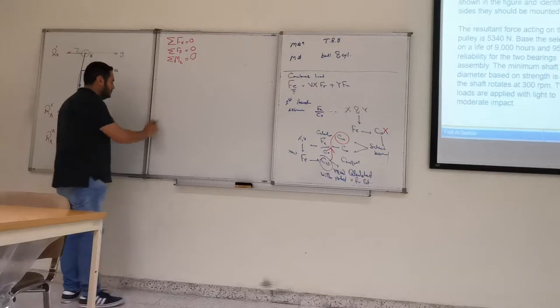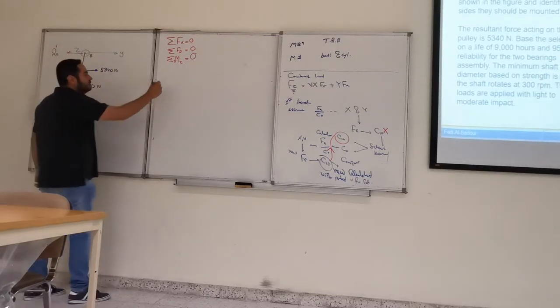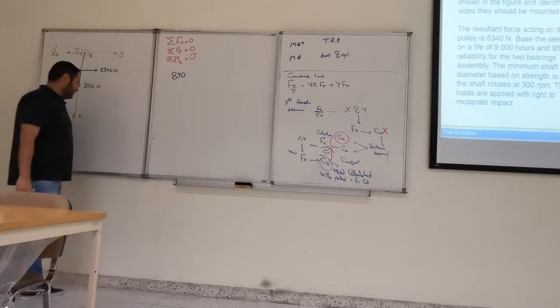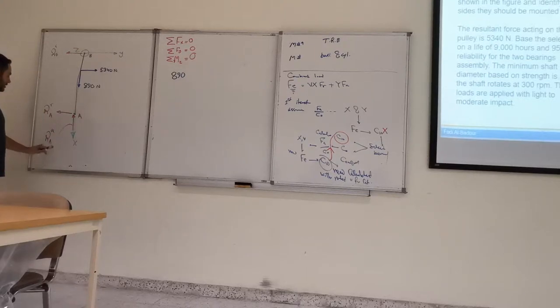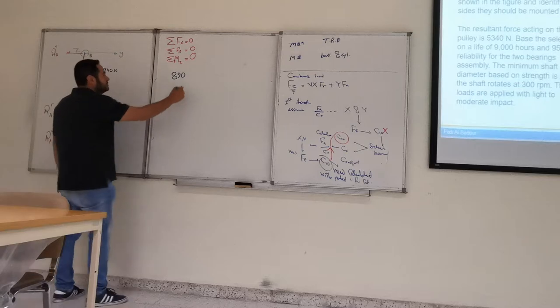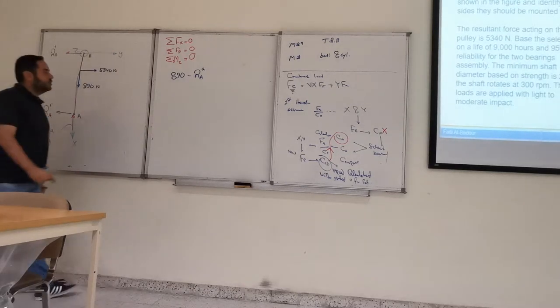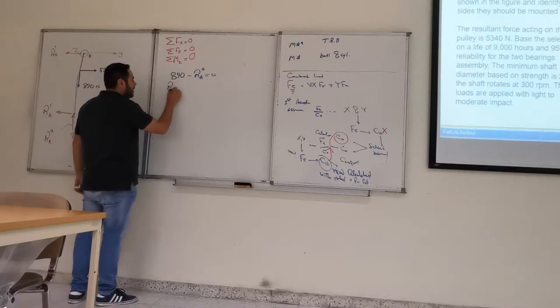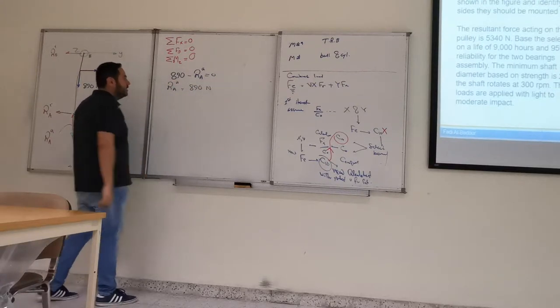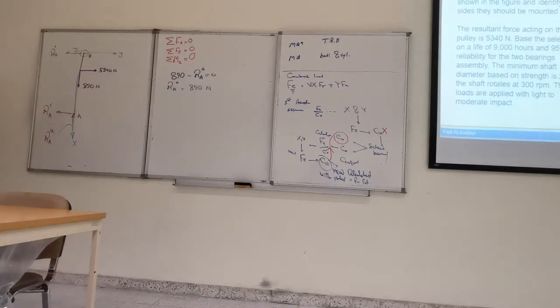Summation of forces in X should equal zero. So I have 890. This is positive or negative? Positive, because you can see the positive x-axis is down, and the force is down. Minus RAA. Why minus? Opposite direction, because I assume the direction of the reaction load is upward. So this should equal zero. From here you can know that RAA is equal to 890 newtons. What does it mean, positive 890? Why is it not negative? It means the assumed direction is correct. Yes. If you get the magnitude in positive when you calculate, it means your assumed direction is correct.